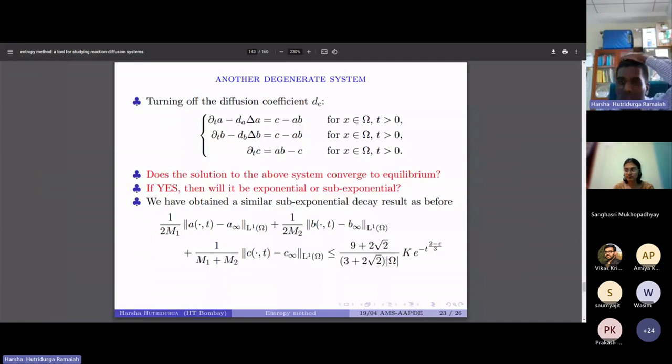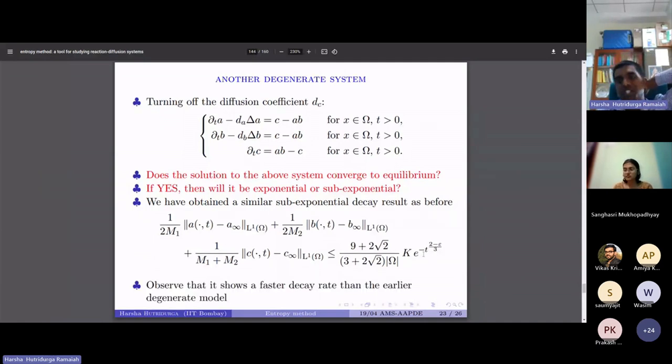Please note that there it was e to the minus t over 1 by 6. Now it's e to the minus t over 2 by 3 in this case. So somehow the decay rate is faster when you turn off DC rather than DB. We are not claiming optimality here, at least the way we have got these decay rates, the rate seems to be faster in this second degenerate case that we have worked with.